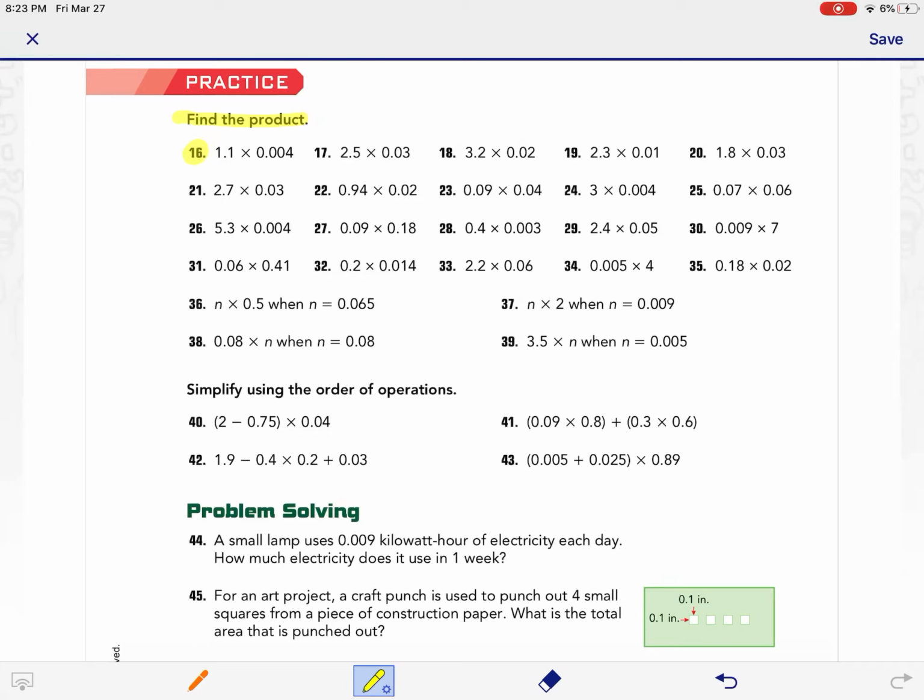Okay, so don't let 36 through 39 throw you. All they're doing is putting a letter in place, and then they tell you what the letter value is. So you just replace it in there.